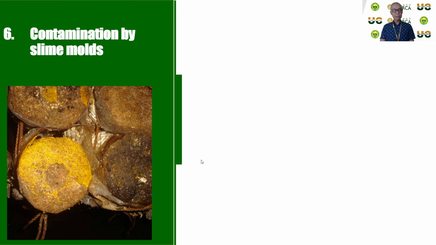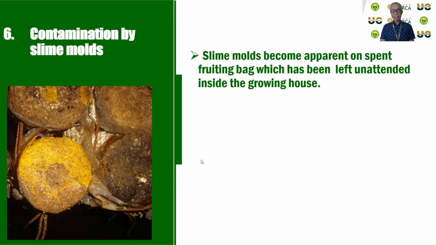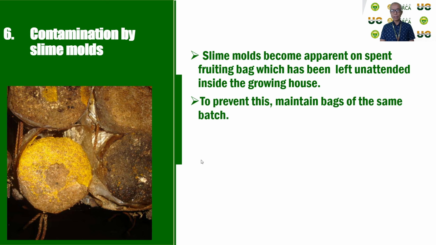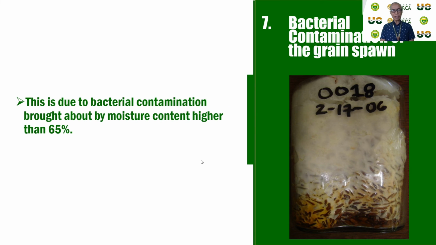The next is contamination by slime molds. Slime molds become apparent on a spent fruiting bag which has been left unattended inside the growing house. These molds may be dispersed by water droplets and they grow when there is excess water in the bag. Next is bacterial contamination of the grain spawn. This problem is due to high moisture content.